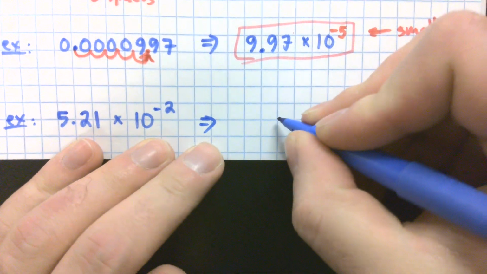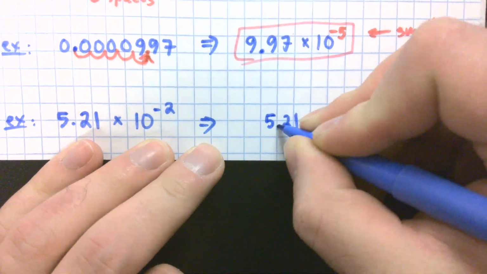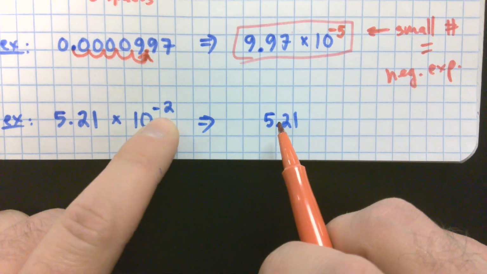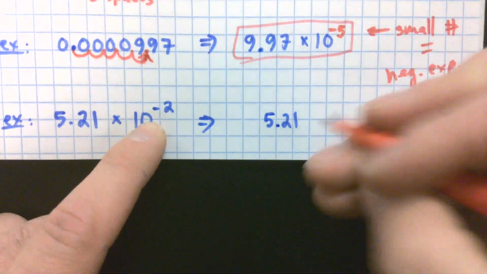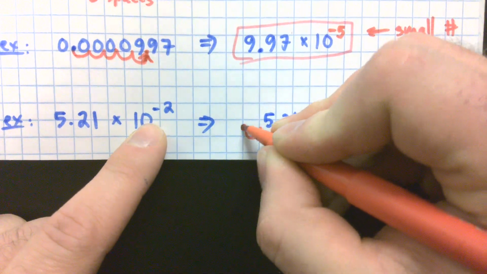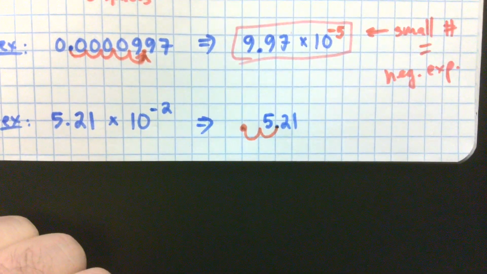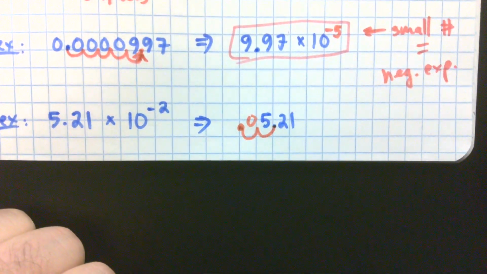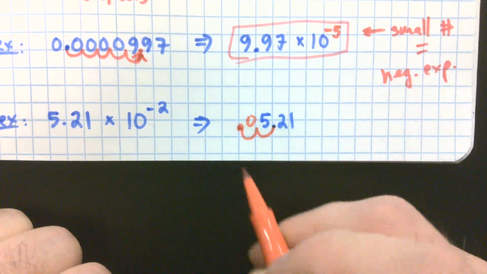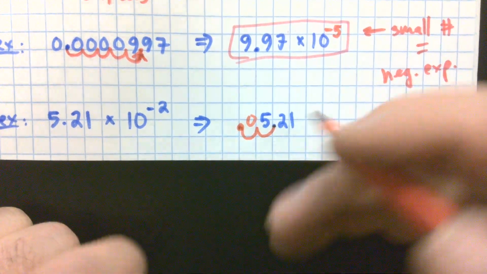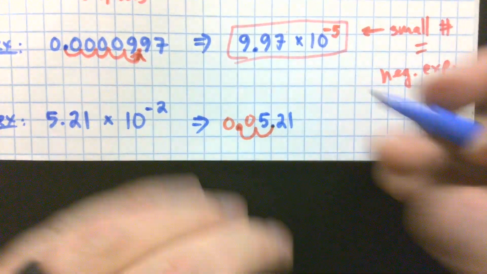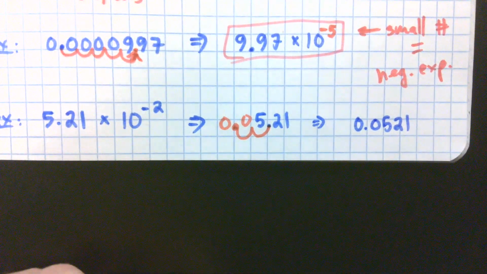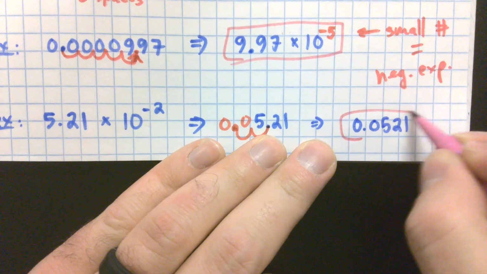So I'm going to rewrite 5.21. And I'm going to move this decimal 2 spaces to the left. 1, 2, boom. Fill in that blank spot with a 0. What number should we put to the left of my decimal? 0 as well. So my answer here is 0.0521. Can we just drop off the 2 and the 1 and call it 0.05?